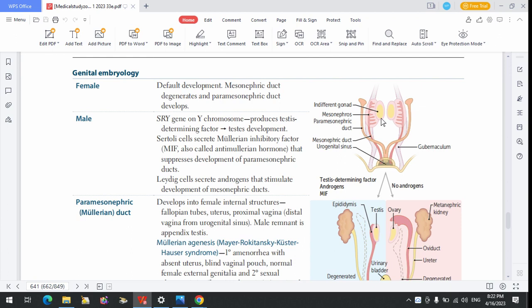So what gonad will first develop? So you have the paramesonephric duct. No, before you get to the internal duct, you have to talk about the gonad first. The gonad, yeah, so the ovaries. The ovaries will form because there's no testis determining factor. Exactly, so ovaries will form.